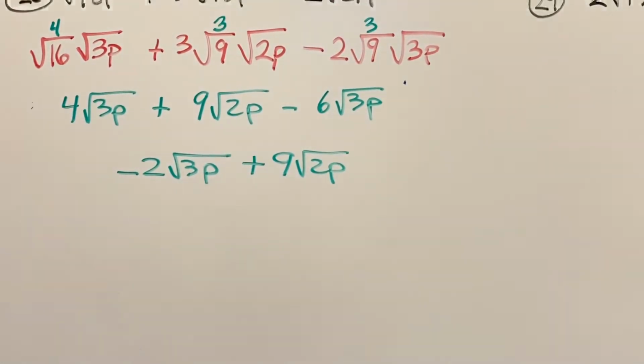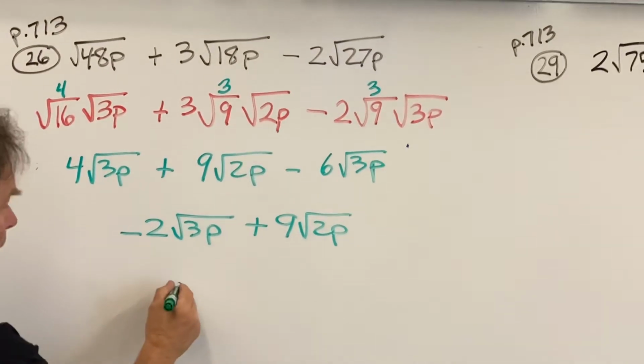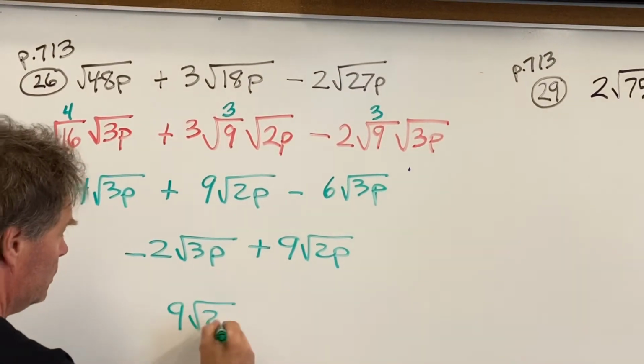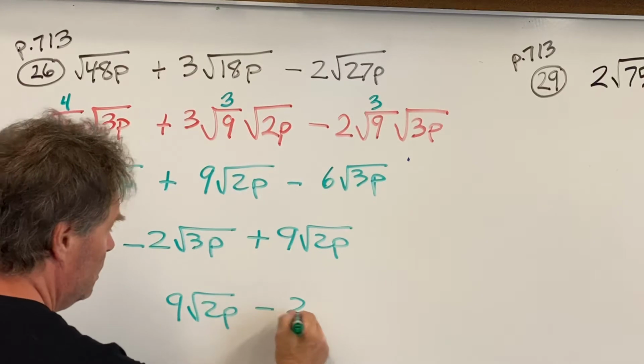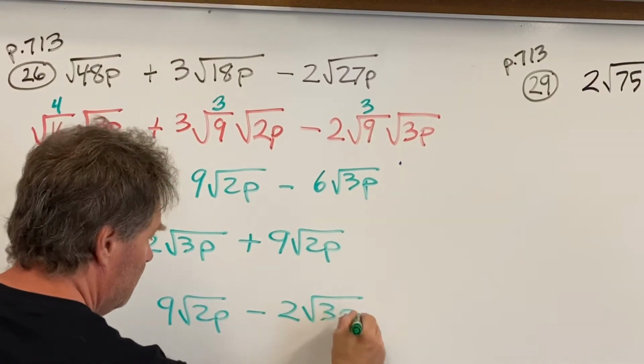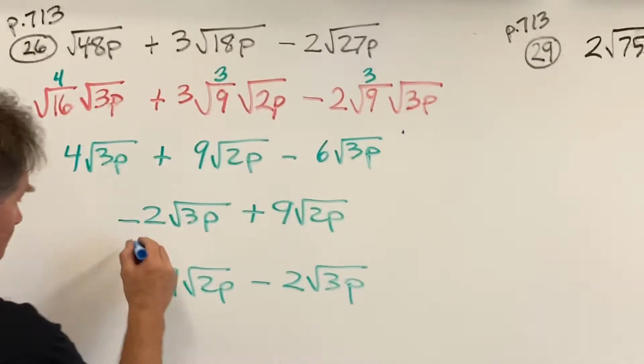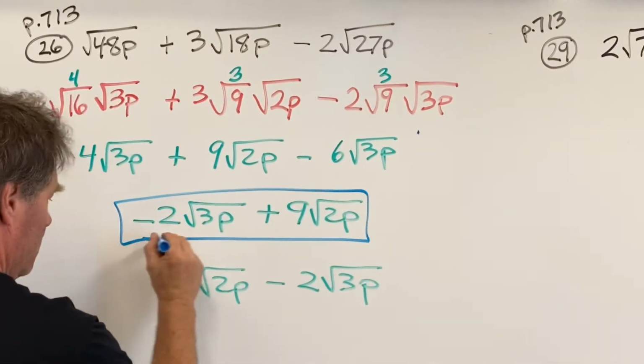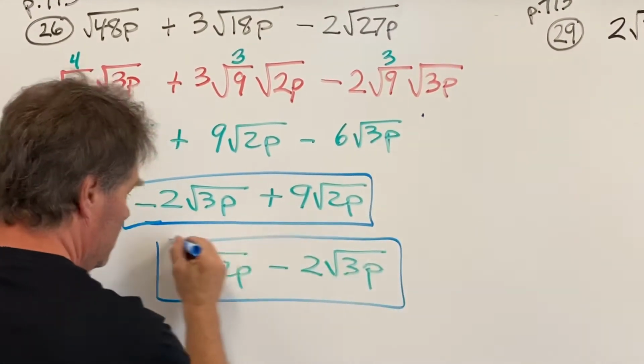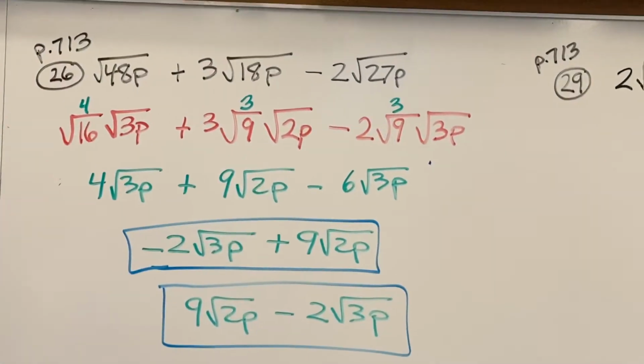So that is a correct answer. You could have it flipped around as 9 root 2p minus 2 root 3p. Either one of those is a fine answer. It doesn't matter. You can put it this way or you can put it this way. Either answer would be correct.